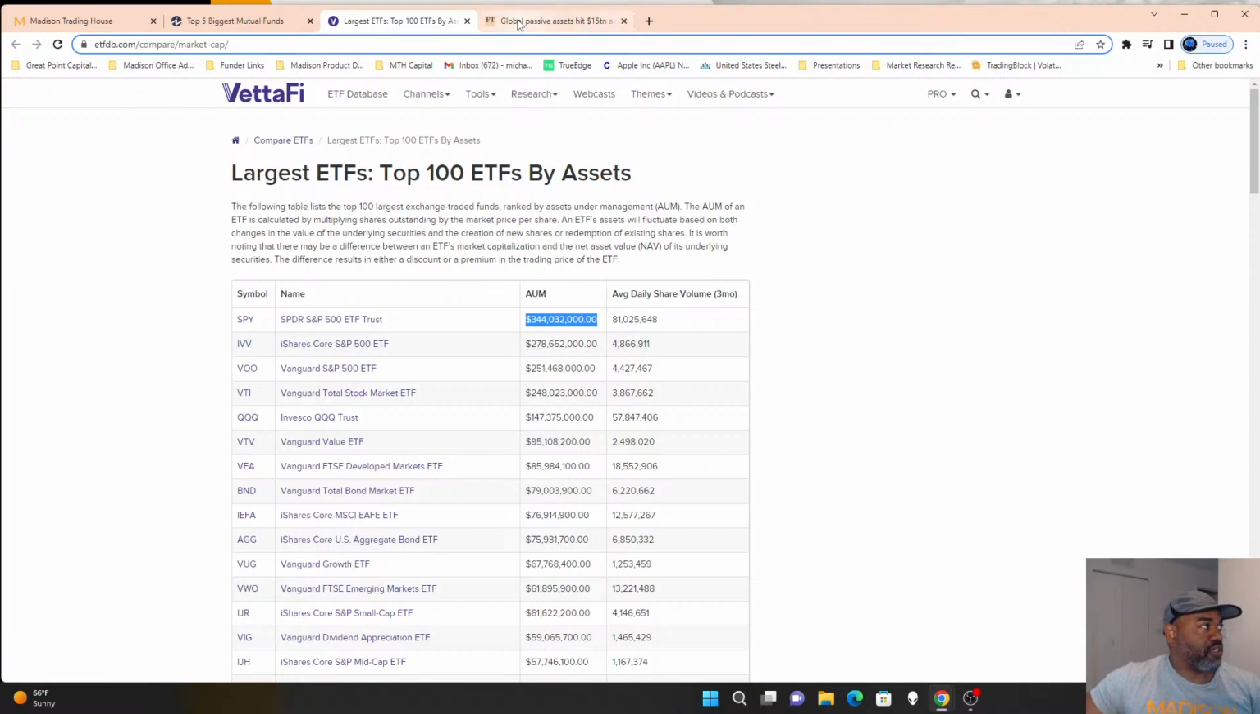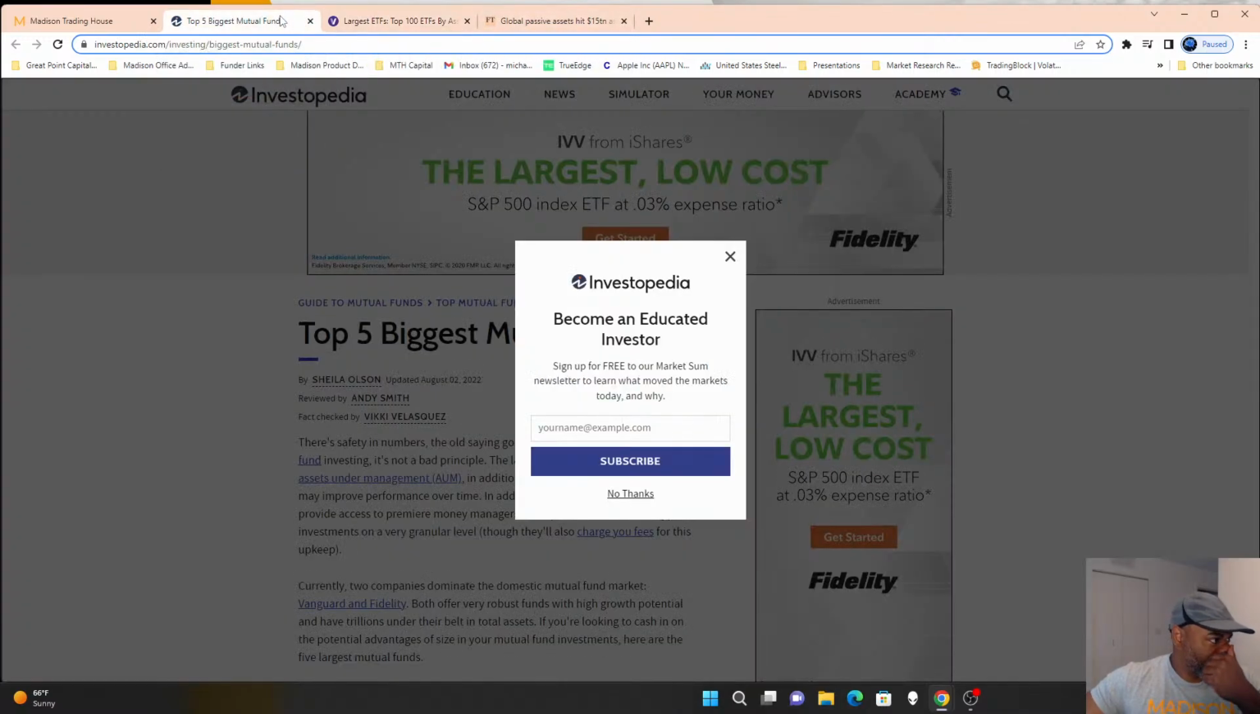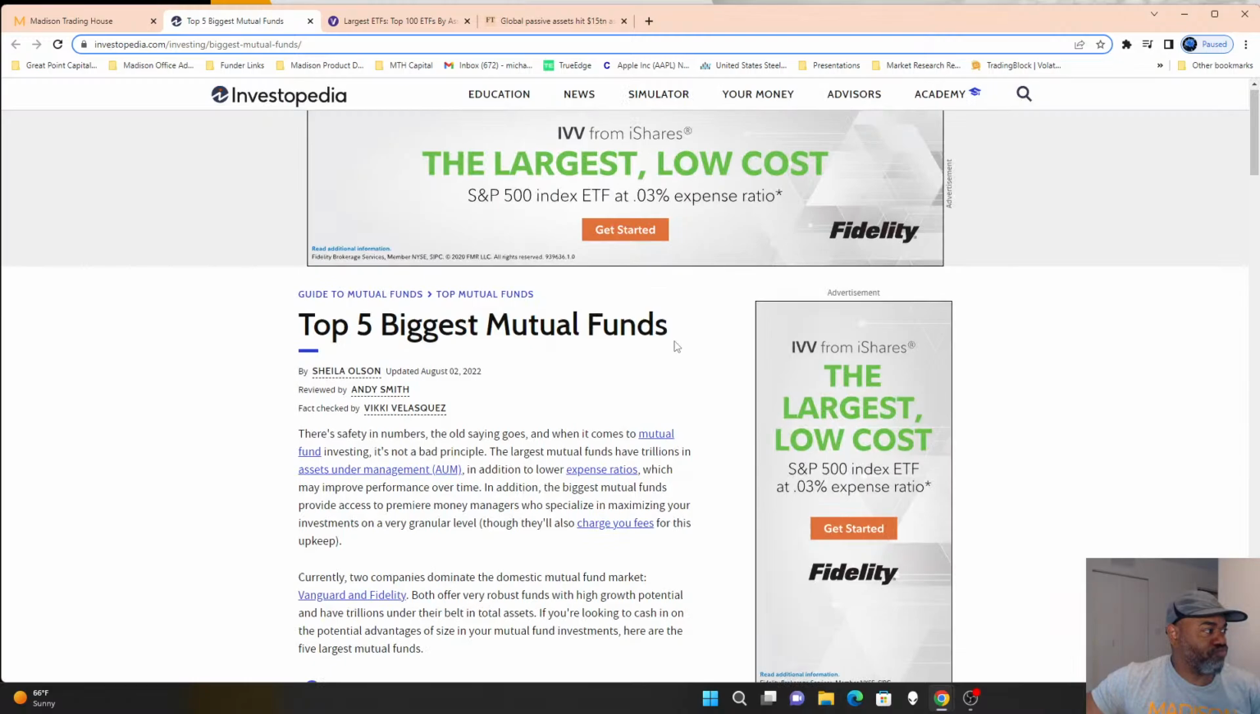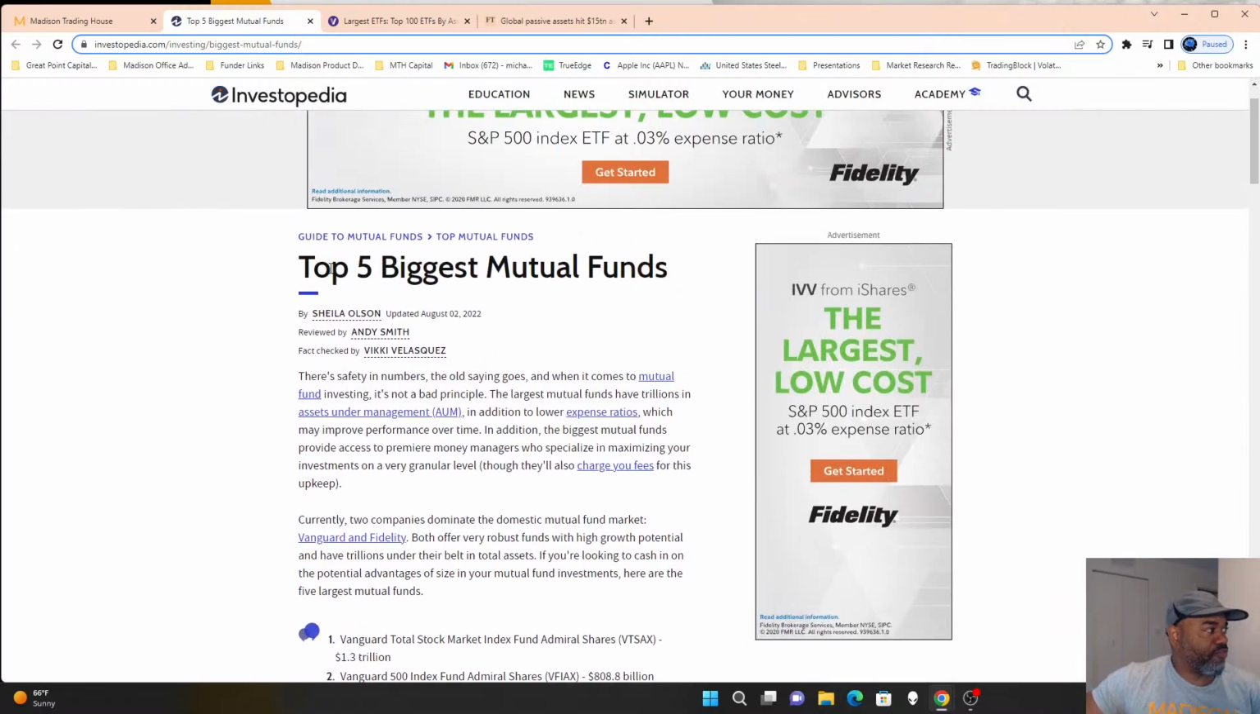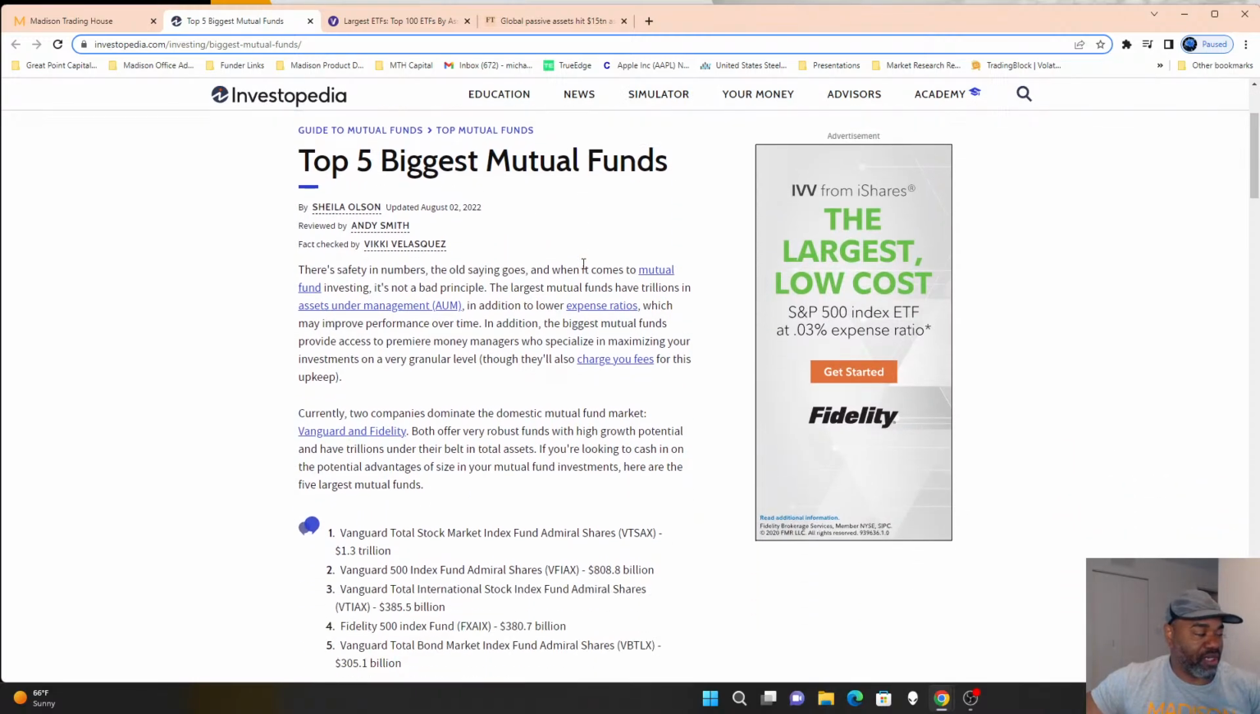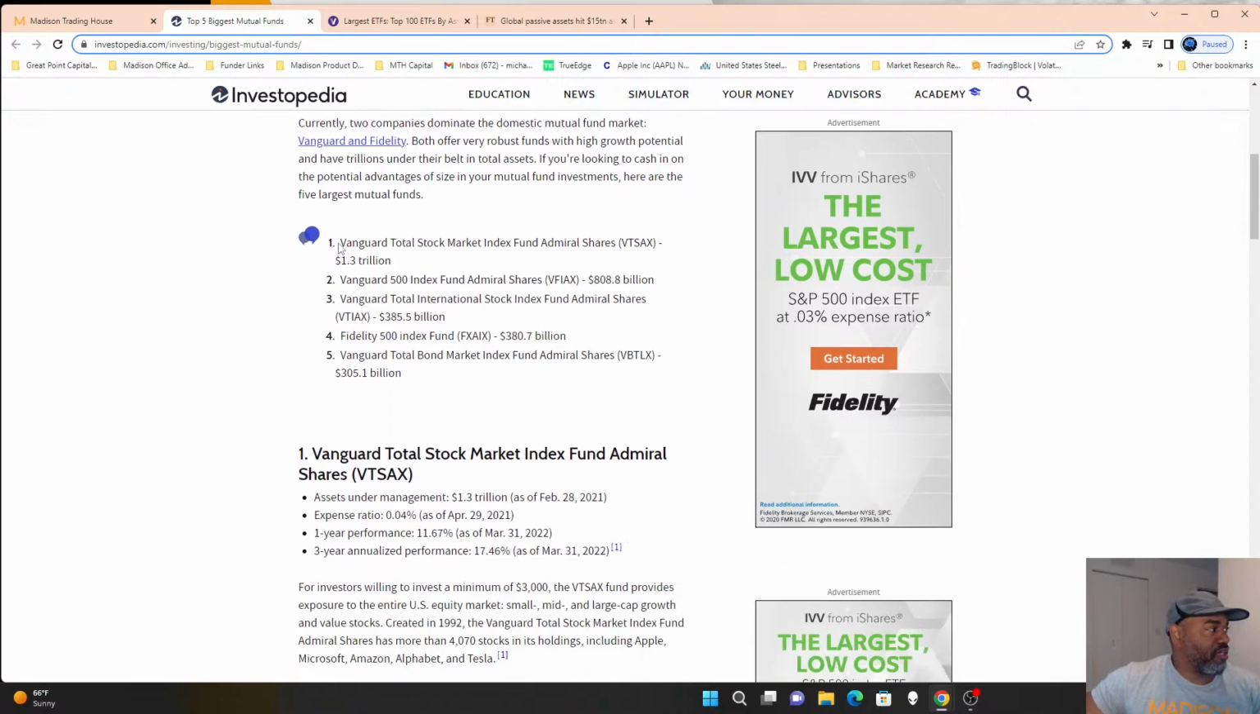But I want you to look at something else. Look at the biggest mutual funds. Okay? Top 5 biggest mutual funds. I want you to look at these numbers. Vanguard Total Stock Market Index Fund Admiral shares, $1.3 trillion. Vanguard 500 Index Fund, 808.8 billion. Vanguard Total International Stock Index, 385.5 billion.